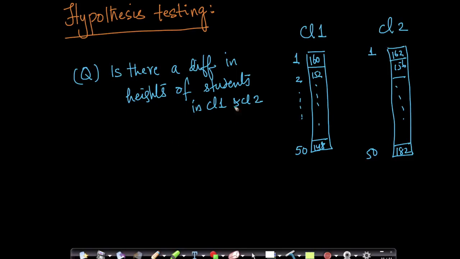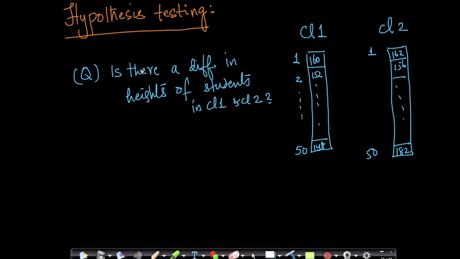And I want to be very, very sure about answering this question. I want to be absolutely sure, or I also want to quantify how sure I am when I say that class 1 students typically tend to be taller than class 2 students, or class 2 students typically tend to be taller than class 1 students.